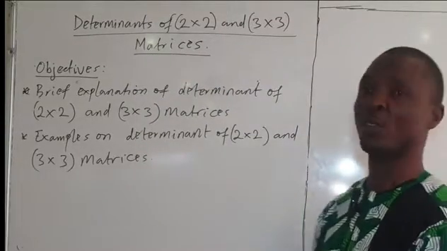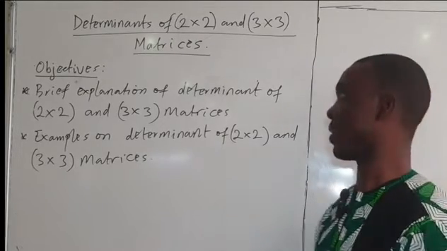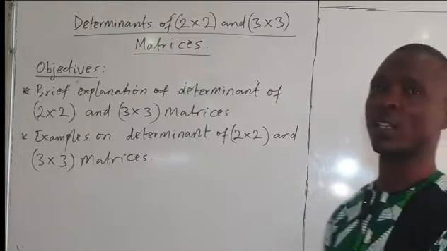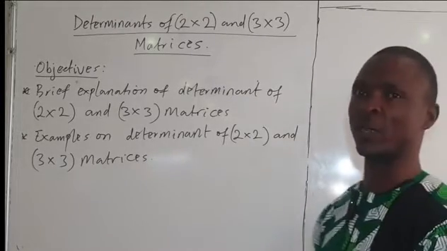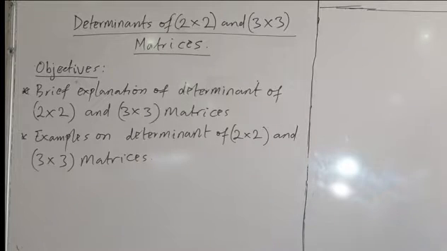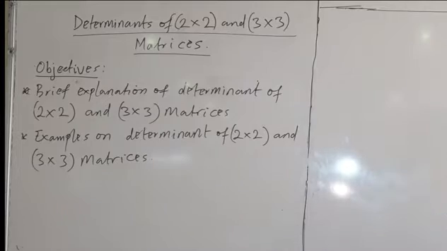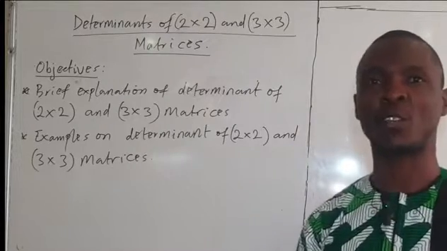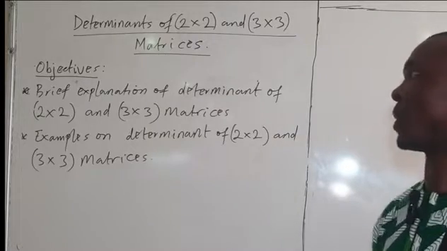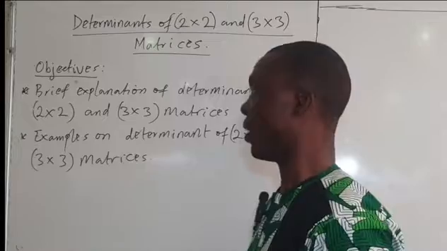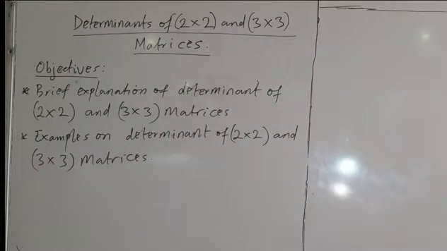In today's class, we are going to be looking at determinant of 2 by 2 and 3 by 3 matrices. Under this topic, we'll be looking at these objectives. The first objective is a brief explanation of determinant of 2 by 2 and 3 by 3 matrices. The second one is examples on determinant of 2 by 2 and 3 by 3 matrices. So starting with the first objective, which is the brief explanation of determinant of 2 by 2 and 3 by 3 matrices.